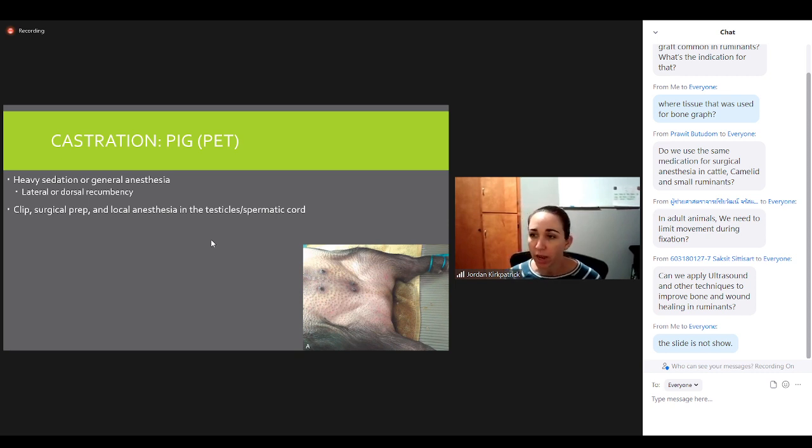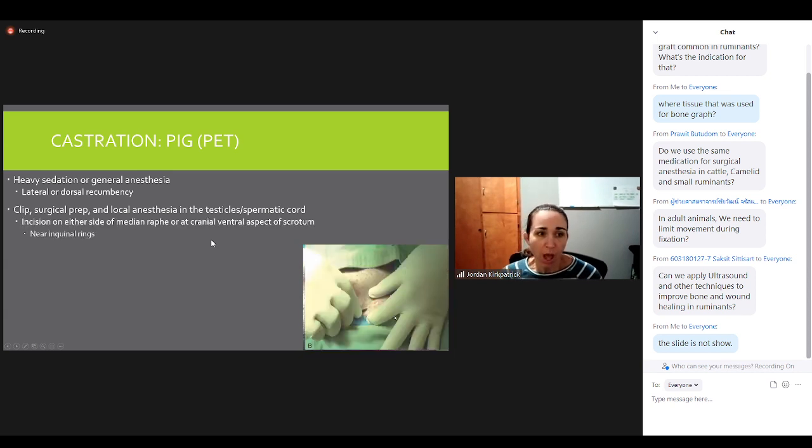It can be done in lateral or dorsal recumbency, and you'll clip and prep the scrotal area, which is down here. And the incision, you can either do it on either side of the median raphe or the cranial-ventral aspect of the scrotum. I tend to do it almost like a dog, where it's almost pre-scrotal near the inguinal rings. And you'll isolate the testicle and remove them as normal for a castration.